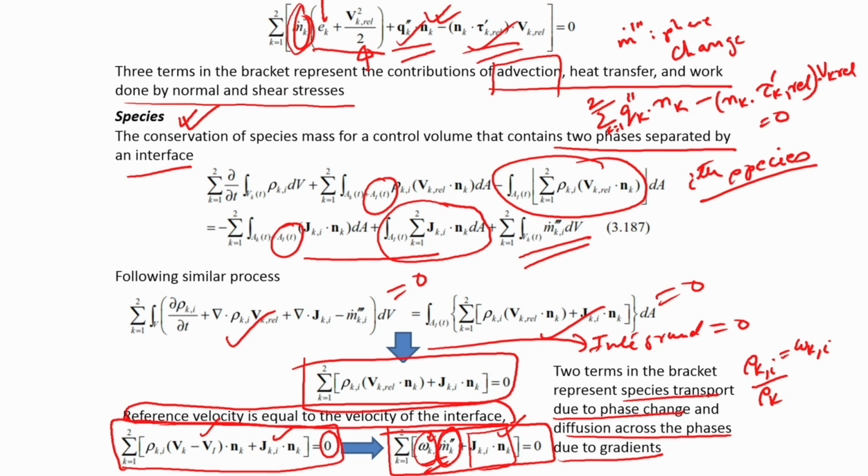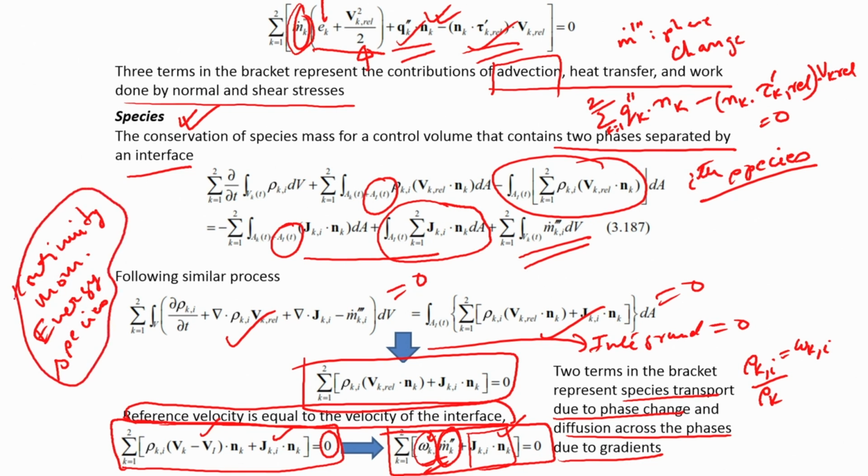Okay. So, these are the four conditions for continuity, momentum, energy, and now species. And there can be various special forms of each, but essentially you should always remember there is always a component that is associated with phase change, and then there is a component that is associated with diffusion. That is what the two things are, right, in the case of species.